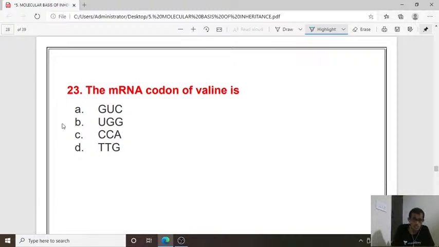Okay. So next, question number 23. The mRNA codon of valine is which one? So valine is replaced by glutamic acid, isn't it? That will cause one particular disorder. Which is that one?